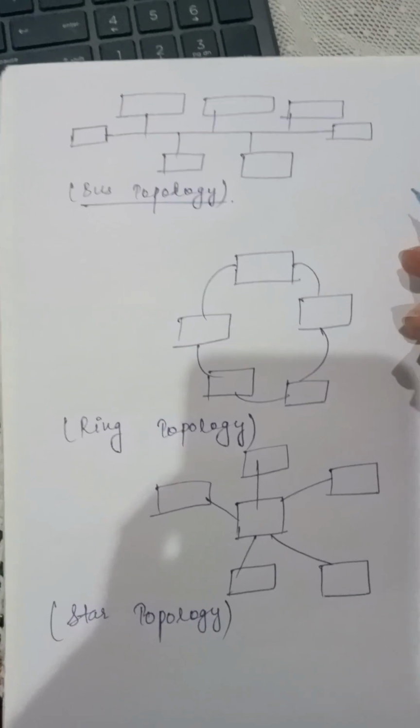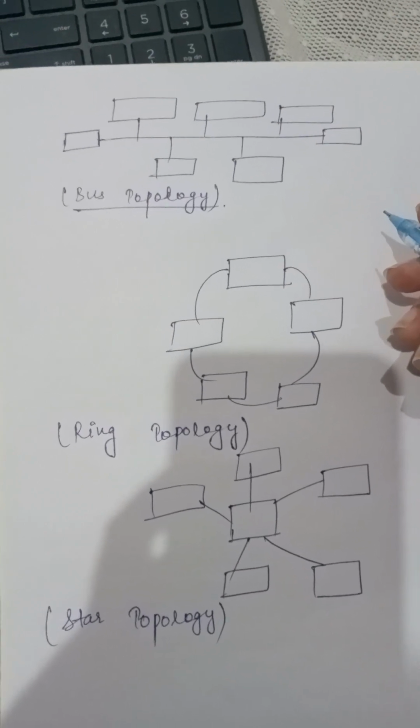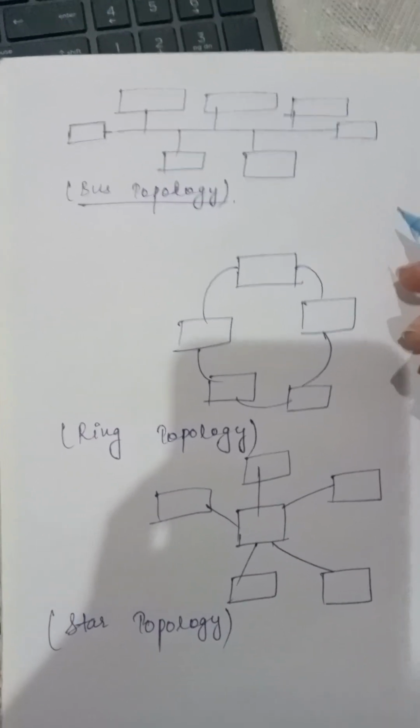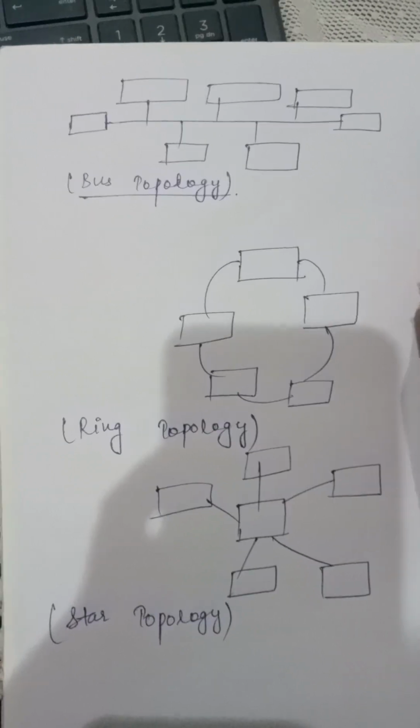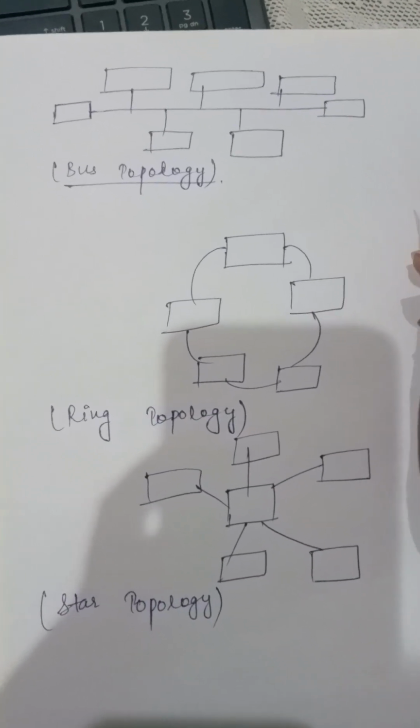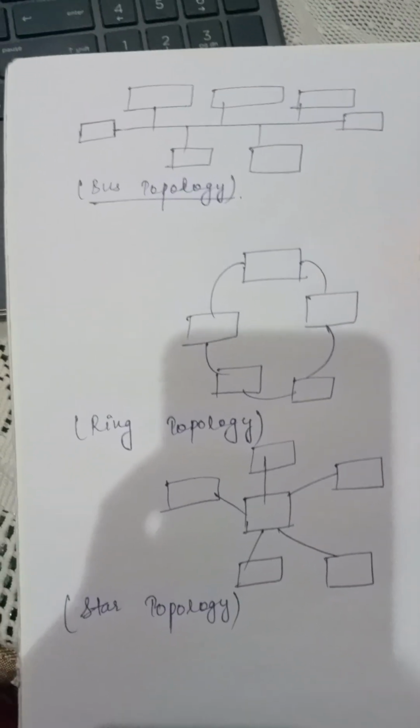So today in computer networks, we are going to study the topic of topologies. There are mainly four types of topologies. The first topology is the bus topology.